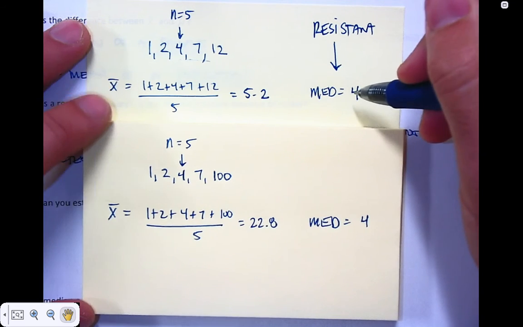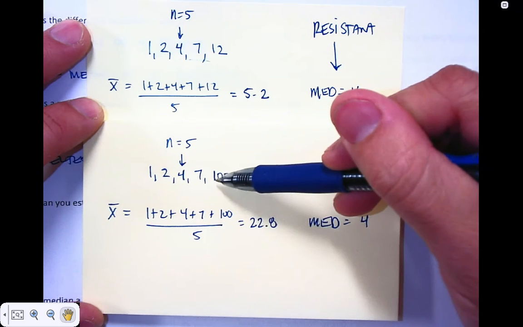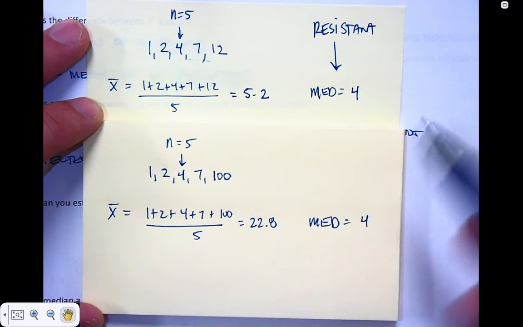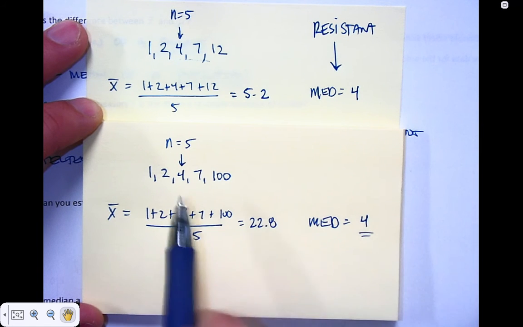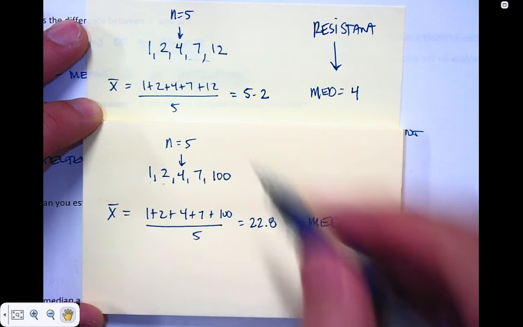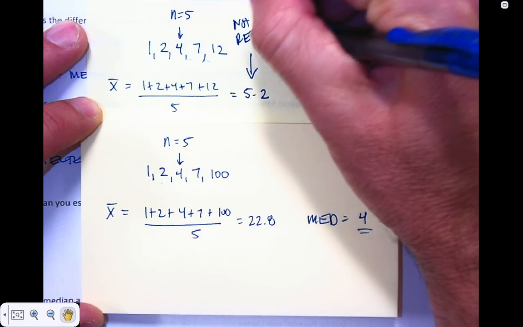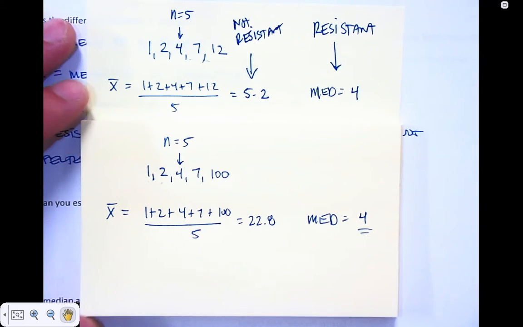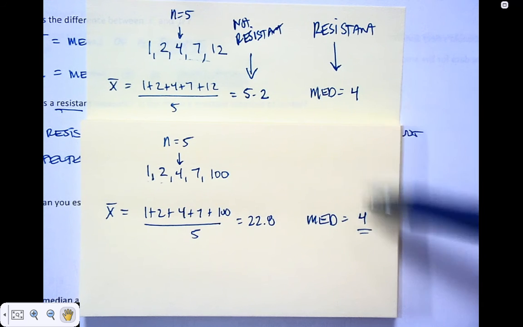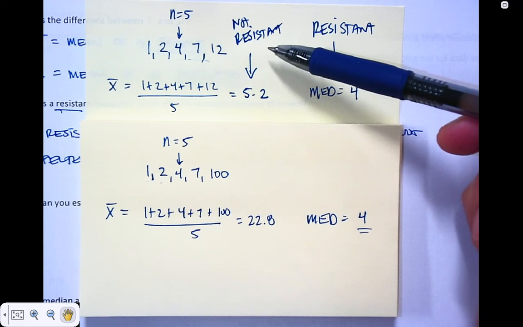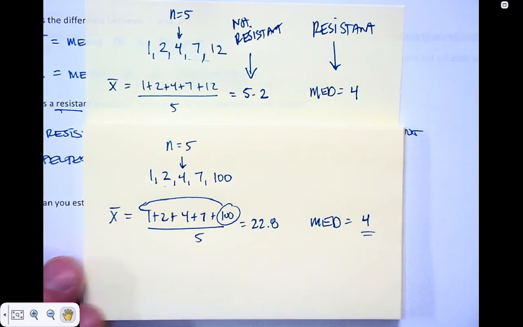It's resistant because I changed this value to an extreme value compared to the other ones, and the median did not change, right? The median tells you that there are 50% of the data points above 4 and 50% of the data points below 4. But look what happened to the mean. This is not resistant. Okay? And again, you could think about resistant like I'm resistant to change, right? So I'm not going to change by extreme values. Not resistant to change means this is definitely going to affect what happens to the mean.